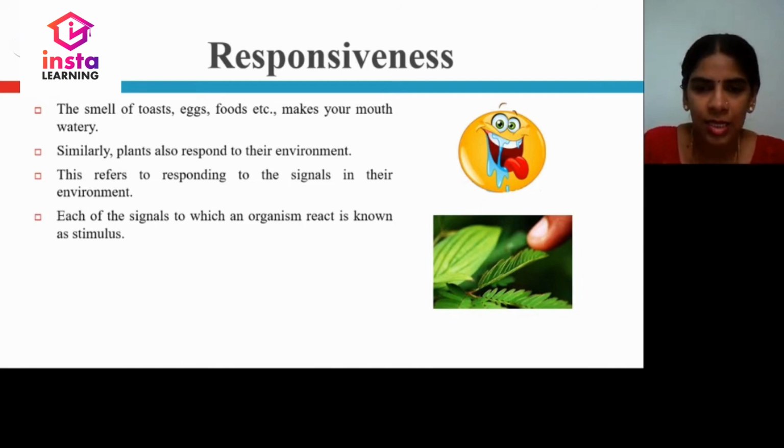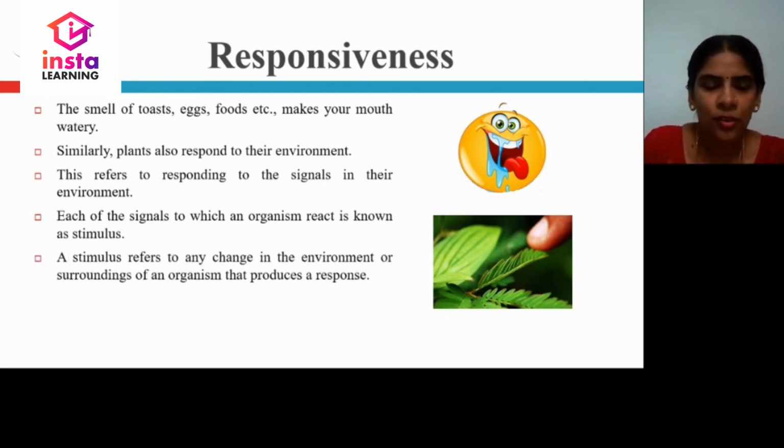Stimulus is nothing but a signal to which the organism reacts in the environment. A stimulus refers to any change in the environment or surroundings of an organism that produces a response. When your mother cooks, if you smell it, you know what she is cooking for you, is it not? That is the responsiveness.